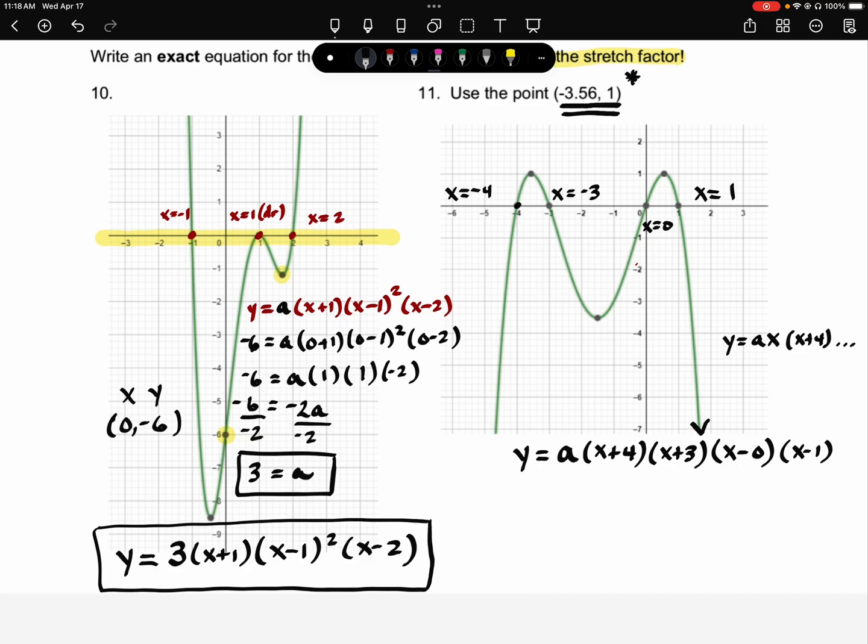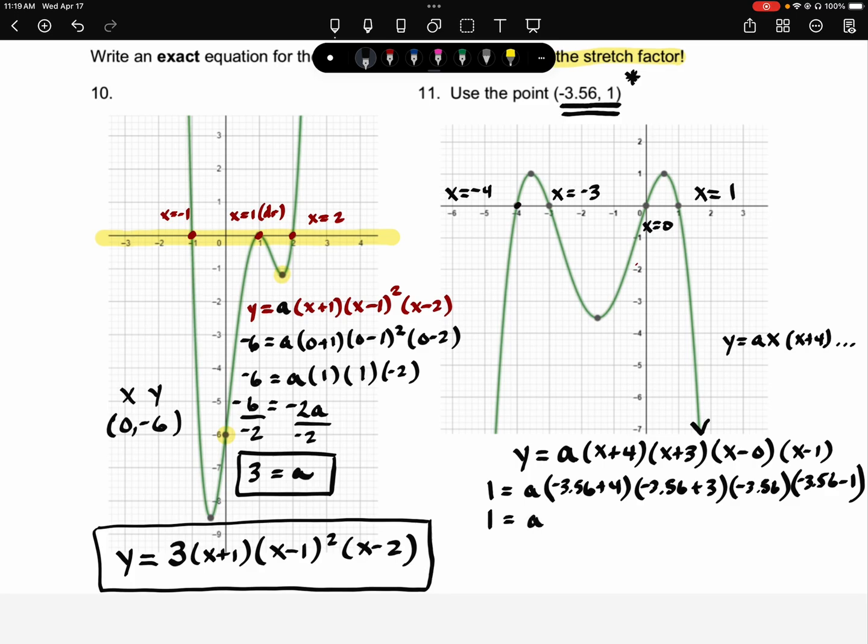All right, now let's take that point and plug it in. Let's put the x in for x, the y in for y, so be careful there. We've got 1 is equal to a times -3.56 plus 4, -3.56 plus 3, -3.56, and then -3.56 minus 1. And we'll simplify those values.